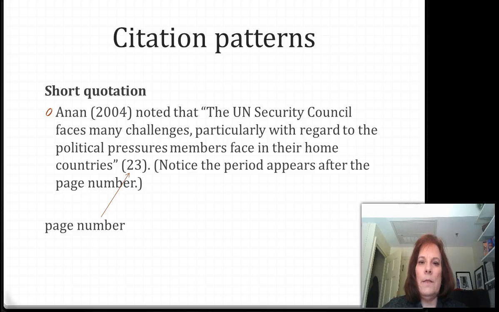So let's look at each of these citation patterns. The first is a short quotation. You all recognize this. You have Anand, he's the author, noted that. Notice that it's in the past tense. We'll talk about tense a little bit later. And then there is a direct quotation, and then the page number and the period. The period should go after the direct quotation. So we have author, year, and page number. Not all citation styles, documentation styles, have page numbers, but if it does, notice where that goes.